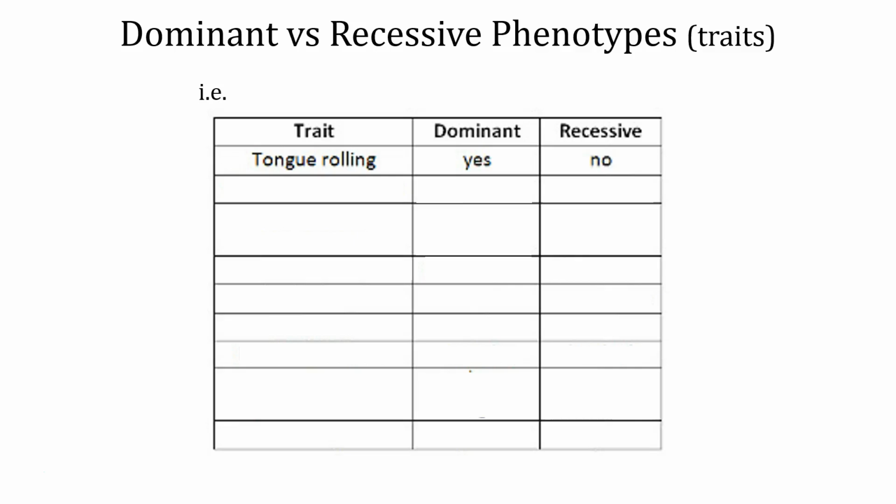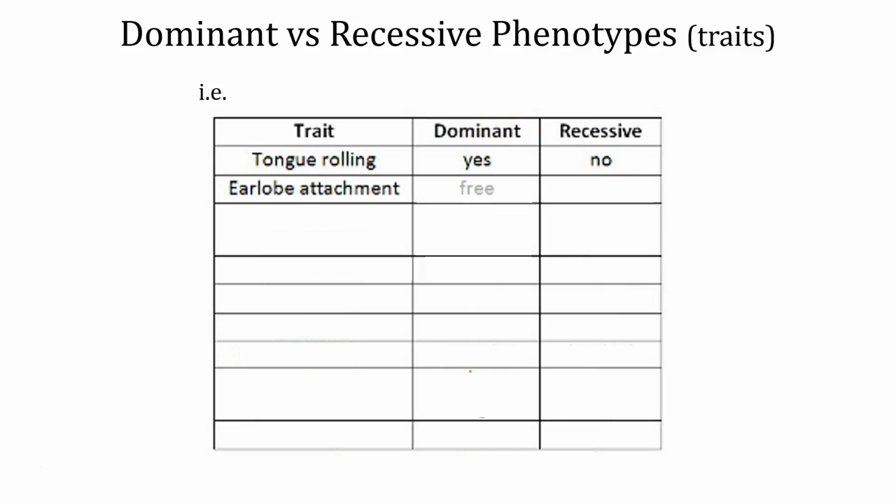Let's say, for example, your dad gave you a gene that allowed tongue rolling, and your mom gave you a gene that was recessive, with no tongue rolling ability. Well, the dominant one is the one that's always expressed by the individual. So you inherit a non-rolling gene from your mom and a tongue rolling gene from your dad. Because the dominant one is tongue rolling, you will be able to roll your tongue.